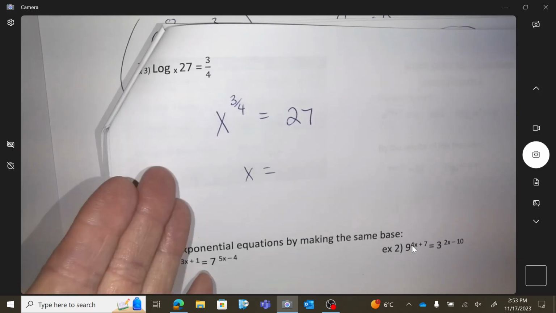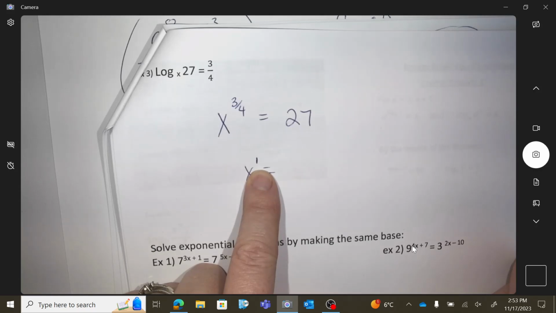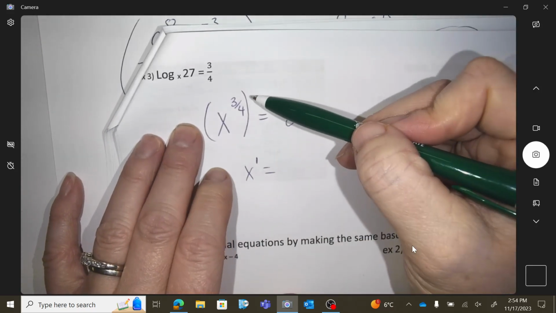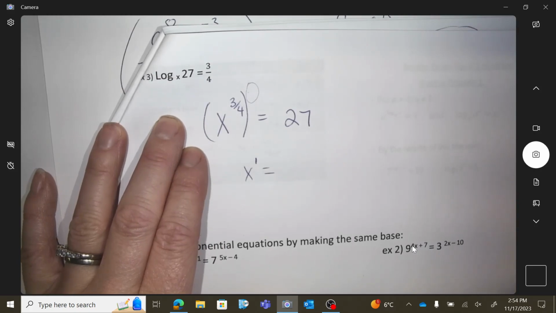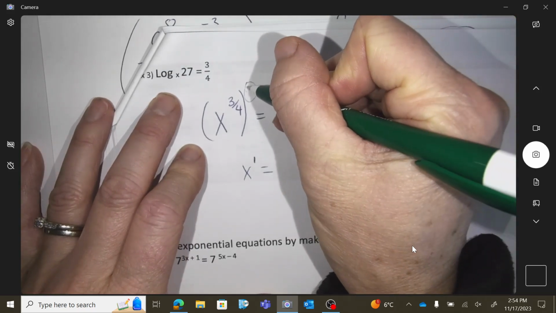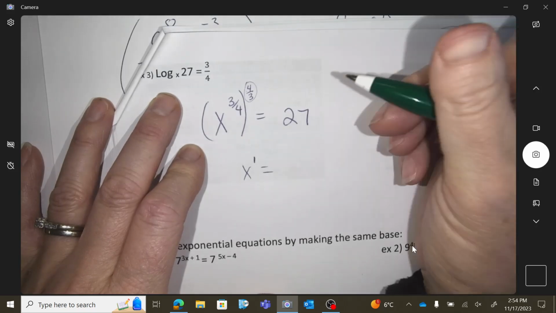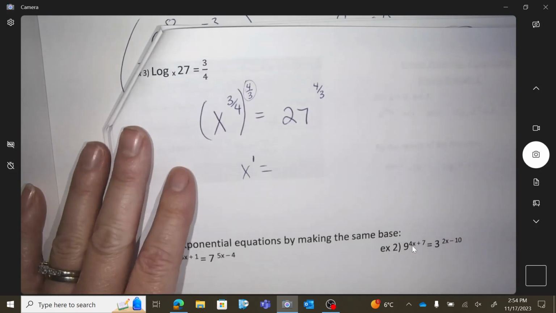Would you understand that basically what I would like is this to be a 1 up top instead, right? That's the goal. What can I put there to cause a 1 on the exponent? 4/3. Is that what you put? So that means I have to do a 4/3 on the other side.